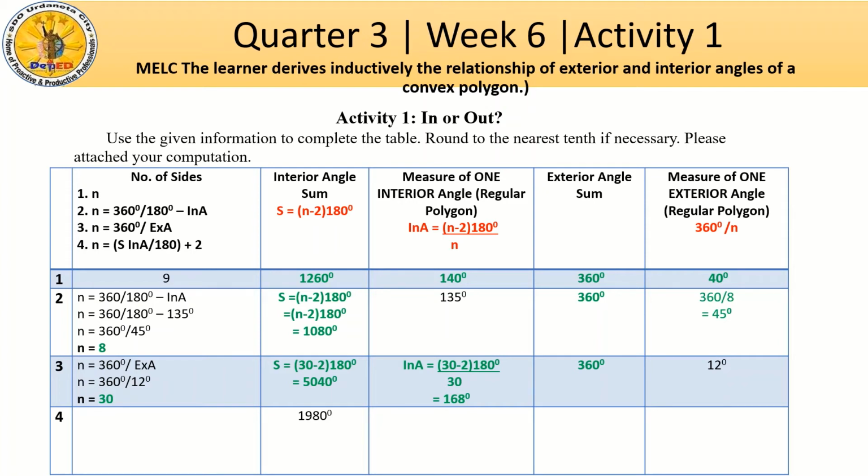So we come up with 168 degrees. That is the measure of one interior angle of a 30-sided polygon. Exterior angle sum is always 360.